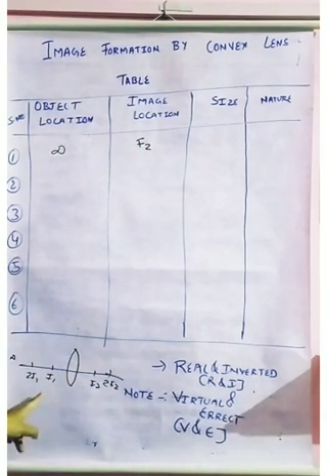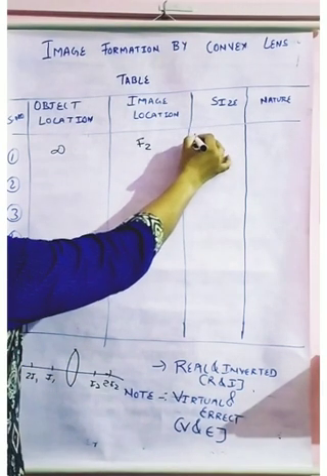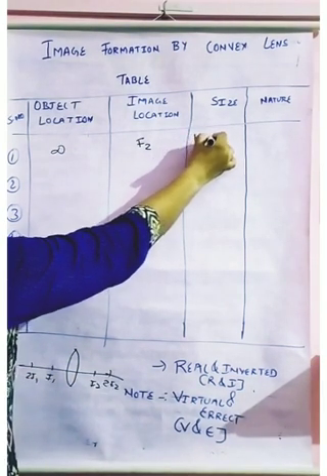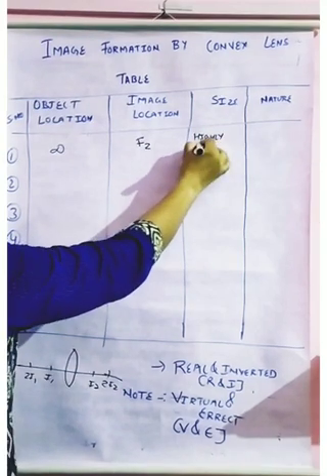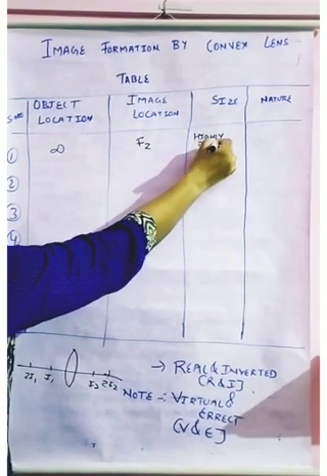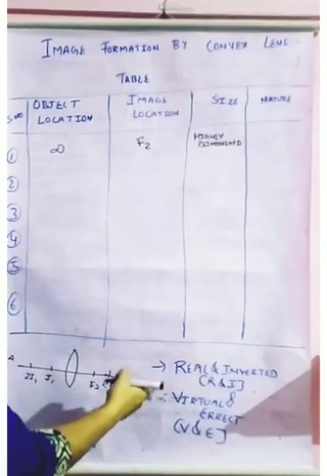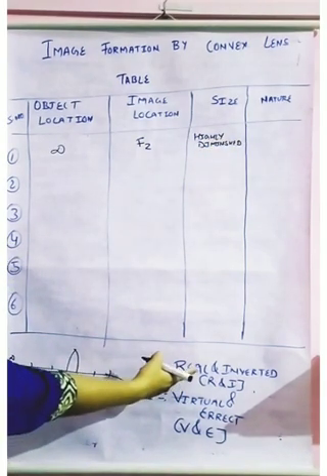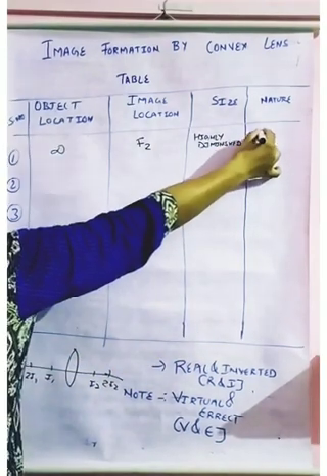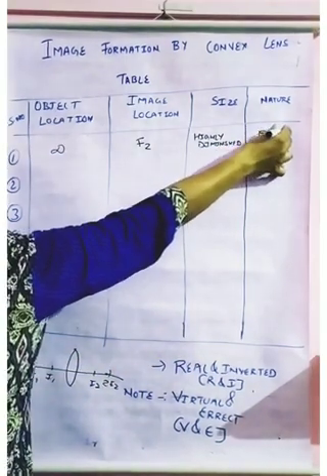If you keep it on this side, where will the image form? At f1. What will be the size? The size will be highly diminished. Okay, highly diminished. And what will be the nature? Here I have written real and inverted, so the nature will be R and I, which represent nothing but real and inverted.